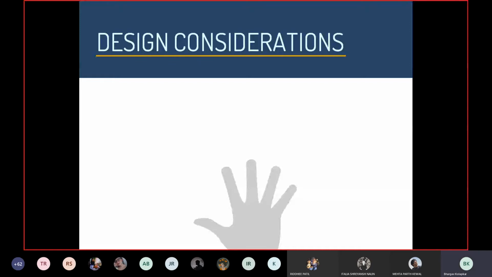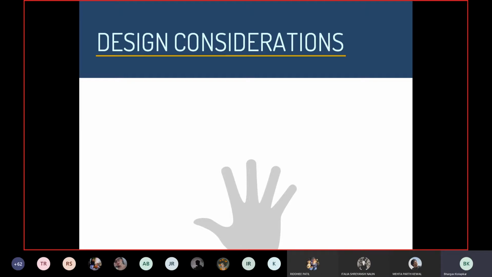Now, when we say design, structural design is a little different from architectural design. Design is basically a process of optimization. When we are talking about optimizing something, we have to set some parameters, so that if these parameters are satisfied, I can say that my structure is optimized.